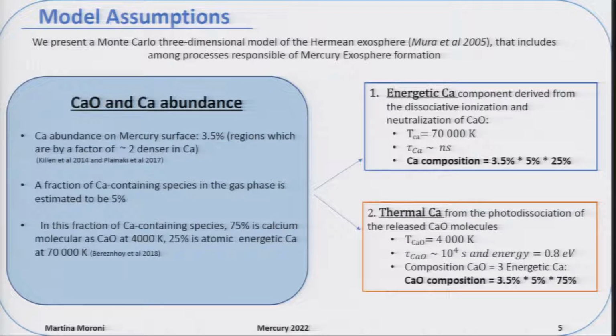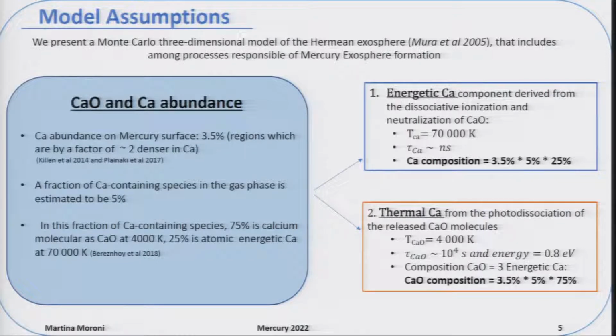From this value, we consider that only a fraction of this calcium is in the exosphere, in gas phase. This fraction is estimated to be 5%. Then, within this fraction, we distinguish between the calcium present in the exosphere in atomic form and the calcium present as molecular form, calcium oxide. The two contributions are in a ratio of 1 to 3.